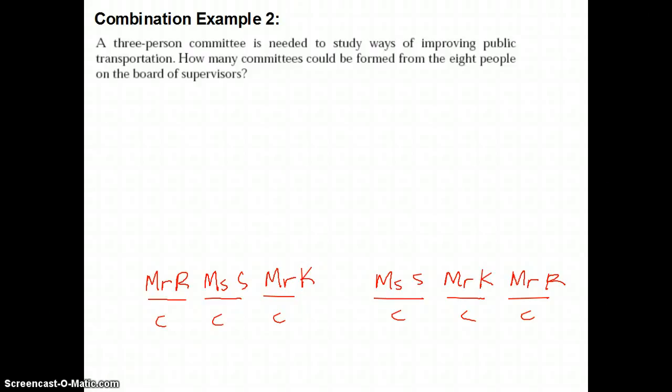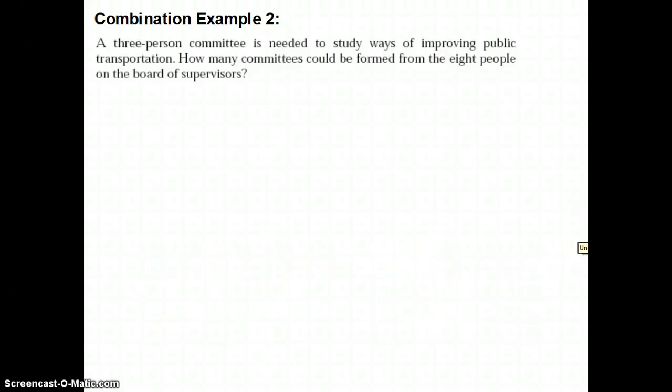Let's figure out how to approach this problem. We want a 3-person committee, and there's 8 people. So the first thing we're going to do is find the permutation. We have the first spot can be picked 8 different ways. And the second spot then can be picked 7 ways. And then the third spot can be picked 6 different ways. If we multiply those together, then that gives us a permutation of 8 people taken 3 at a time.